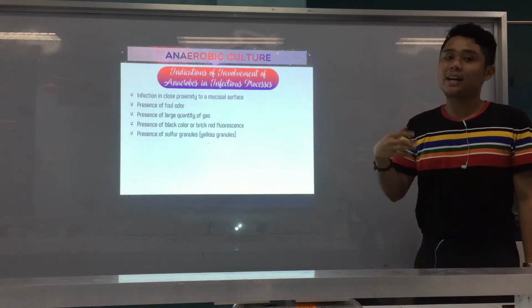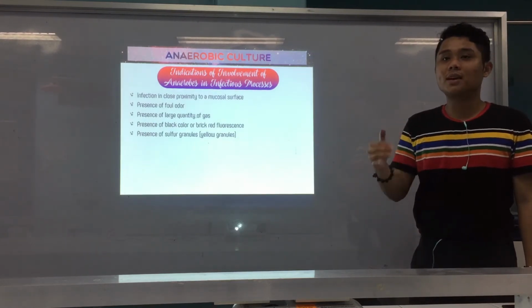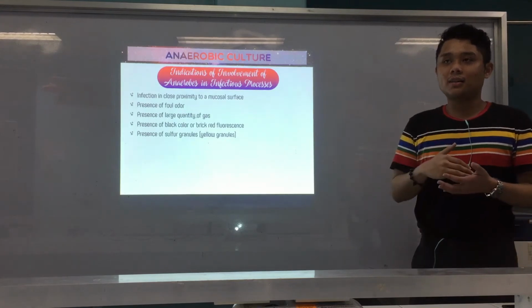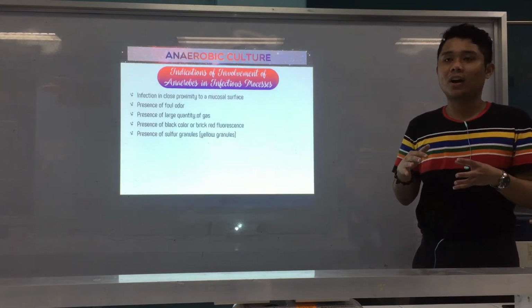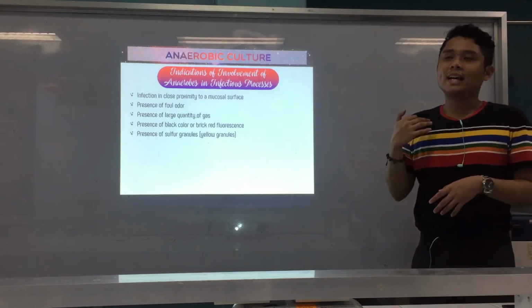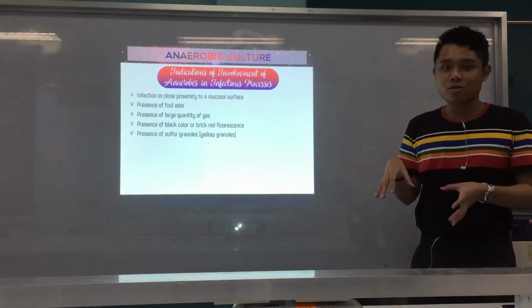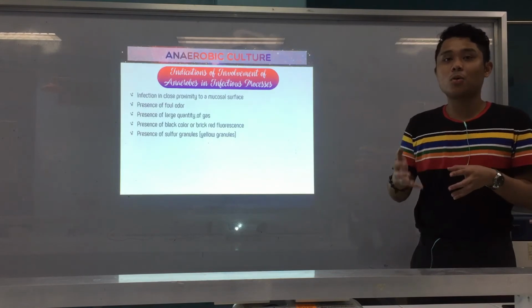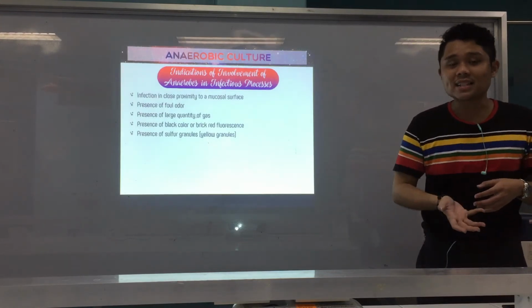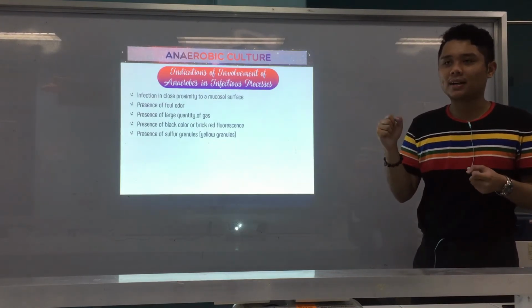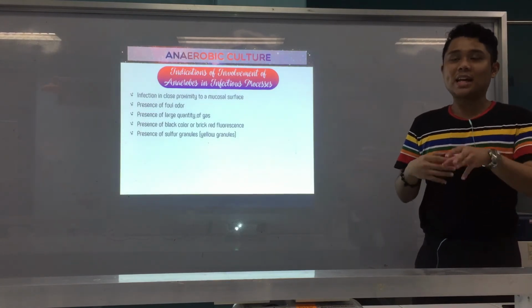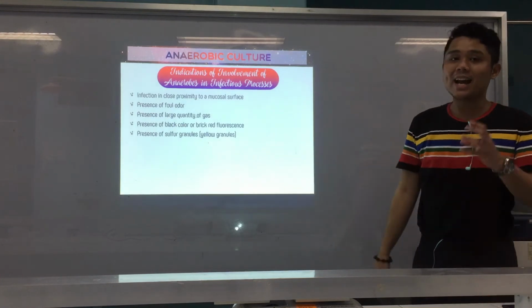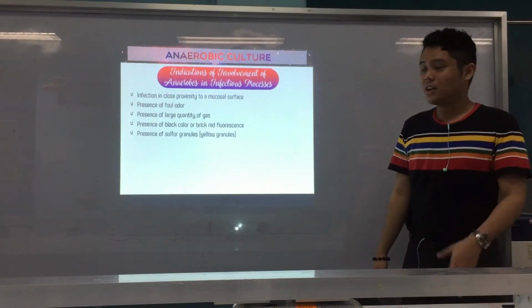Presence of foul odor, yes, because some of your anaerobes release odor in their anaerobic metabolism, like organisms that release sulfur or other bad odors. So usually, if there is a foul odor, like from an abscess, pus, or deep wounds, then that could be indicative of an anaerobic organism involvement.